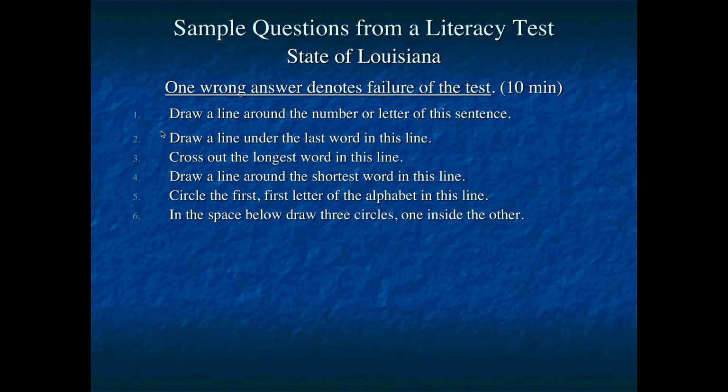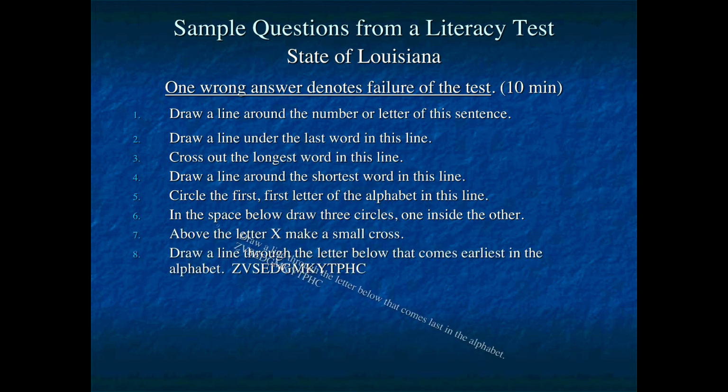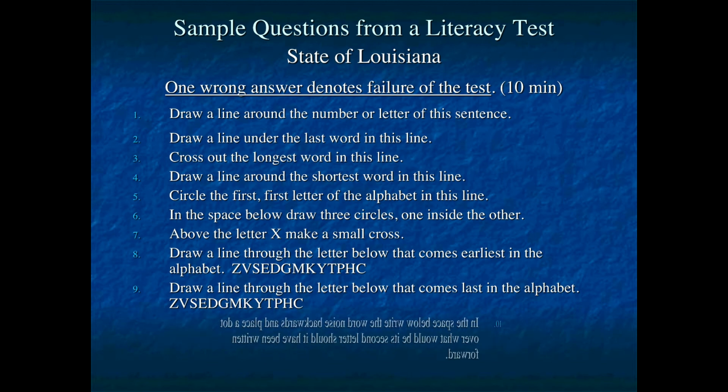Draw a line under the last word in this line. Would be that one, right? Cross out the longest word. That's the longest word in this line. Draw a line around the shortest word. It's an A, so it's kind of like a circle, but not. Now it says circle. Circle the first letter of the alphabet. Well, there's an A. Now we can finally circle it. So hopefully through these questions you're getting an idea about how outrageous they really are.